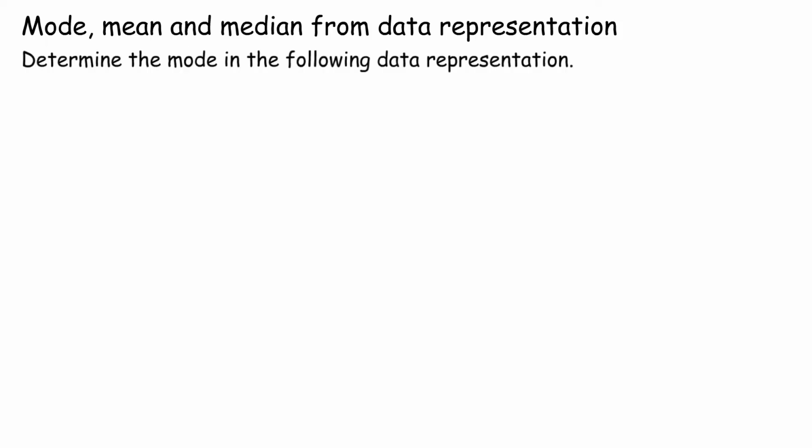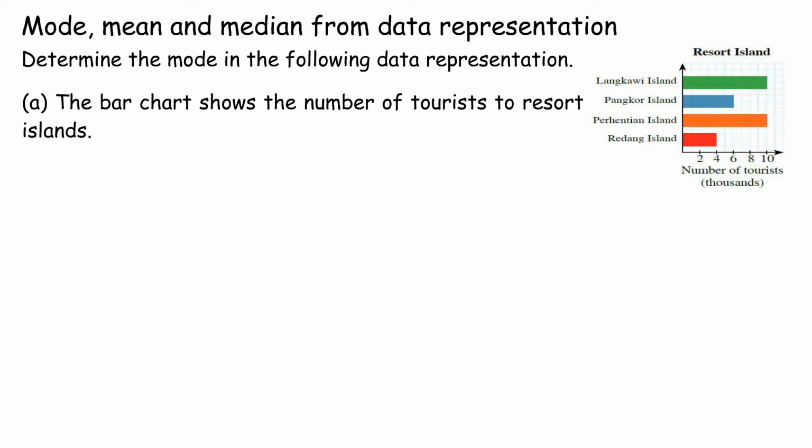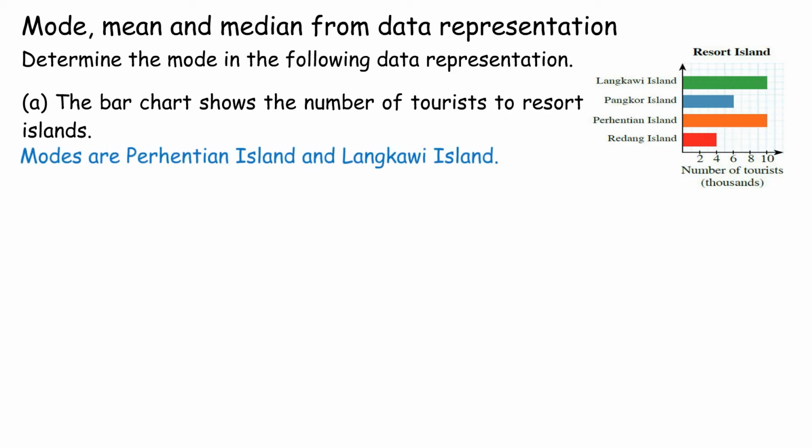Example: Determine the mode in the following data representation. A. The bar chart shows the number of tourists to resort islands. Modes are Perhentian Island and Langkawi Island.